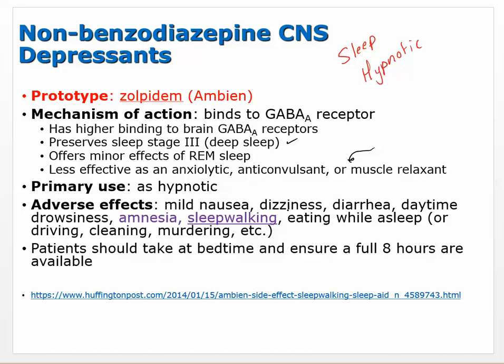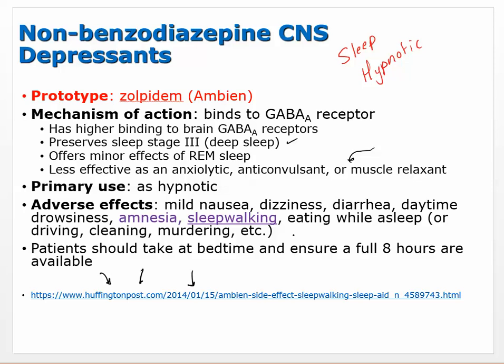Adverse effects: mild nausea, dizziness, diarrhea, and daytime drowsiness can occur. The really big problems with zolpidem are the amnesia and sleepwalking. People do all kinds of crazy stuff. There are a lot of reports of things that people do. There's an article down here about some of the weird stuff people have done on zolpidem: eating while sleeping, driving, cleaning, murdering. There have been people who got in cars and ran over people and then woke up in jail when they were on zolpidem. Some really crazy stories.